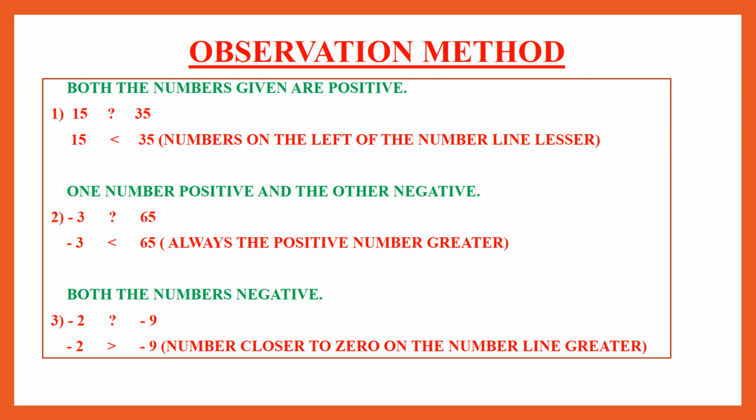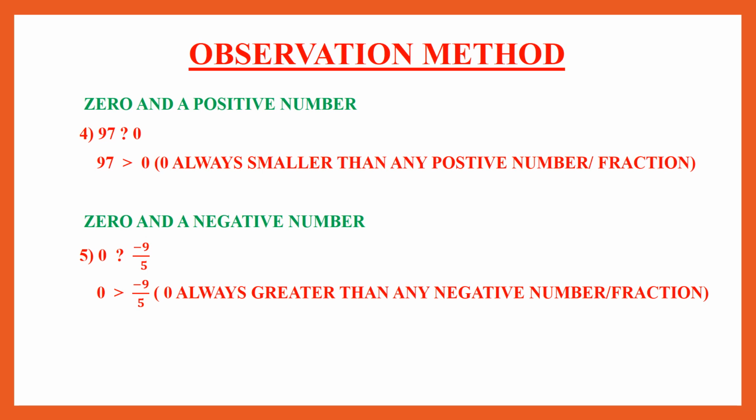If you notice, I have put a question mark when the question starts, 15 question mark 35. That is to show we are deciding which sign we have to put. You could put an empty box. I have also written the reason so that you could remember this to decide by observation.